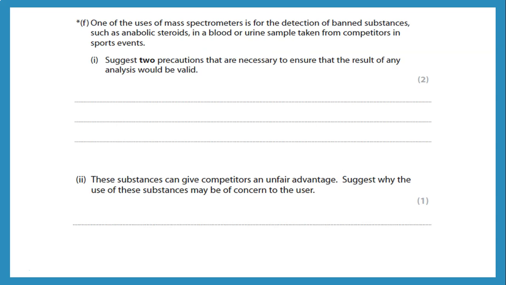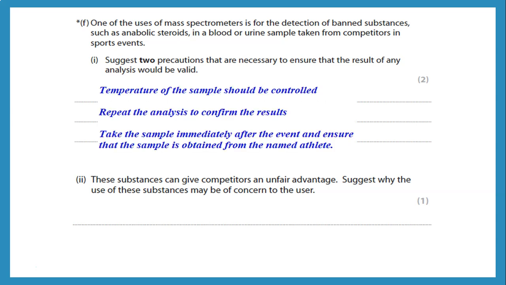One of the uses of mass spectrometers is for detection of banned substances, such as anabolic steroids, in a blood or urine sample taken from competitors in sports events. Just give two precautions that are necessary to ensure that the result of any analysis would be valid. So what precautions should we take to make sure that the analysis is correct? Well, any two of these could be correct.